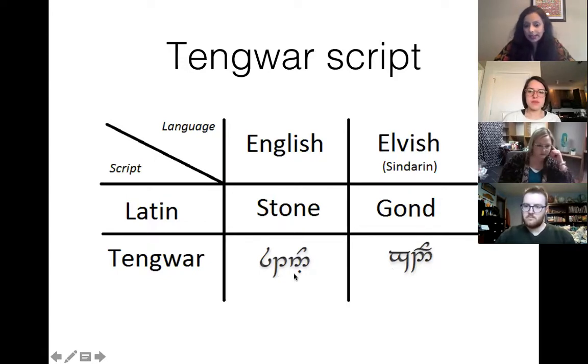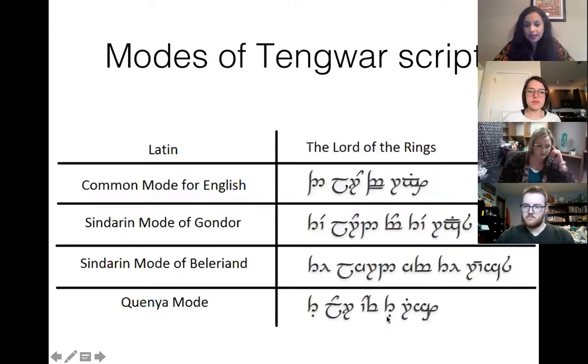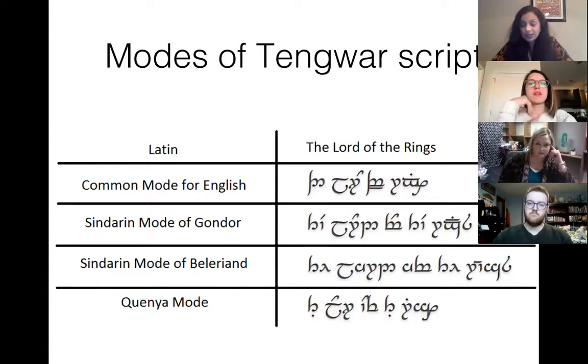So that really seems to be one of the distinguishing factors between the Kenya mode and the Sindarin mode. But again, there are different ways of writing Sindarin and Kenya depending on geographical location. So this would be very similar to different dialects of English, except that when we talk about dialects of English, we often talk only about the spoken variety, right? And very often you don't see differences in the written form.